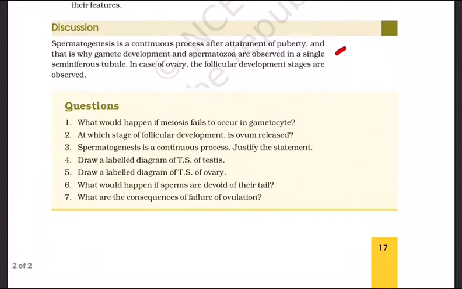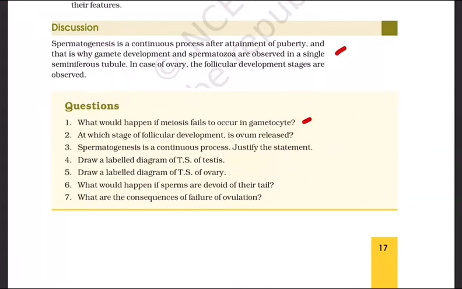And then sometimes the external examiner will ask you some viva questions. So what would happen if meiosis fails to occur in gametocyte? What will happen if meiosis fails? There won't be formation of gametes. At which stage of follicular development is ovum released? Of course, just as you have drawn, that's the Graafian follicle stage.